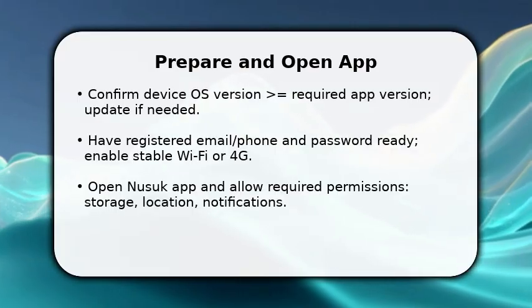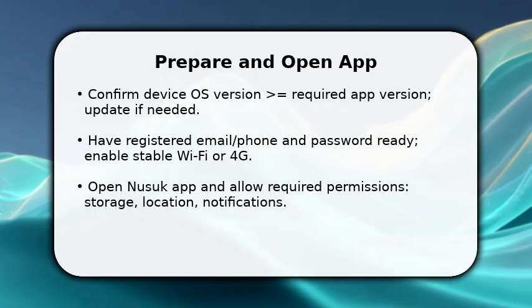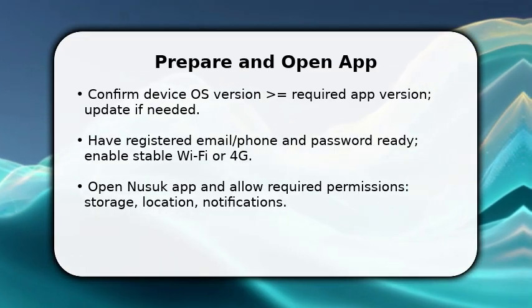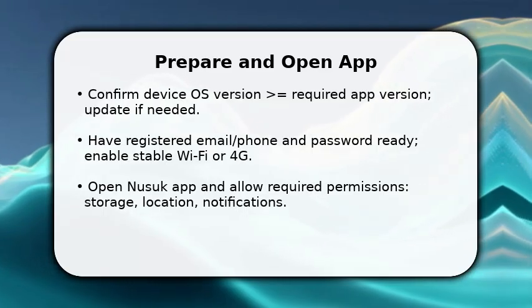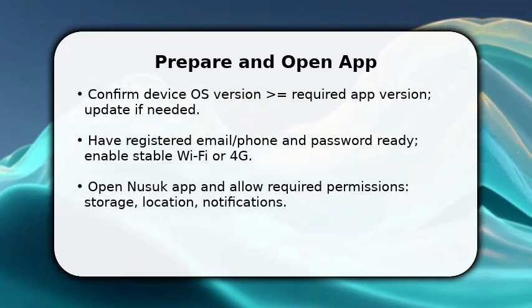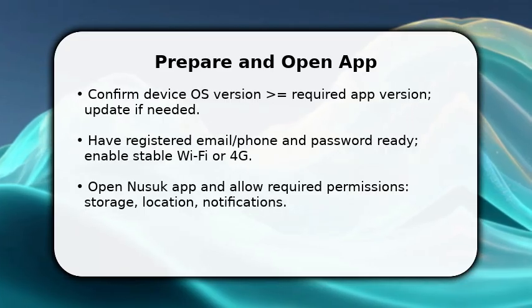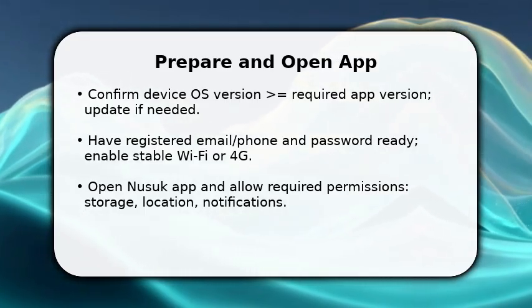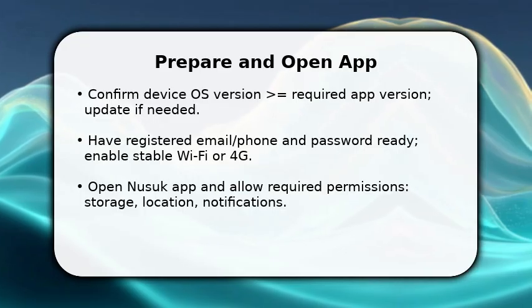You start by ensuring your device meets the app requirements and you have your registered email or phone and password at hand. Once done, connect to a stable Wi-Fi or 4G network so authentication won't fail. Now open the Nusuk app and accept any permission prompts for storage and notifications. These let the app cache data and send login codes.